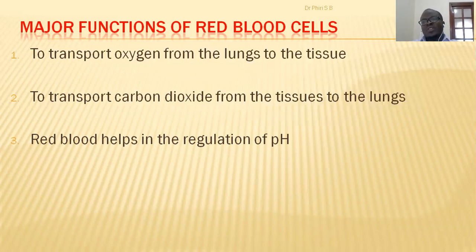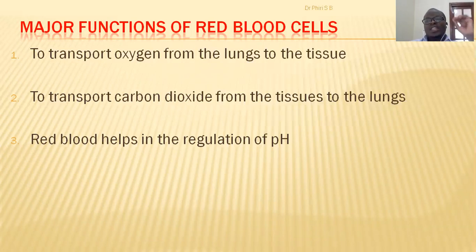Why? It's because these cells, they operate well at optimum pH. You have enzymes that will need to operate at optimum pH. You have proteins, you have hormones. So it needs to be regulated. So the red blood cell in itself, it's also involved in the regulation of pH.